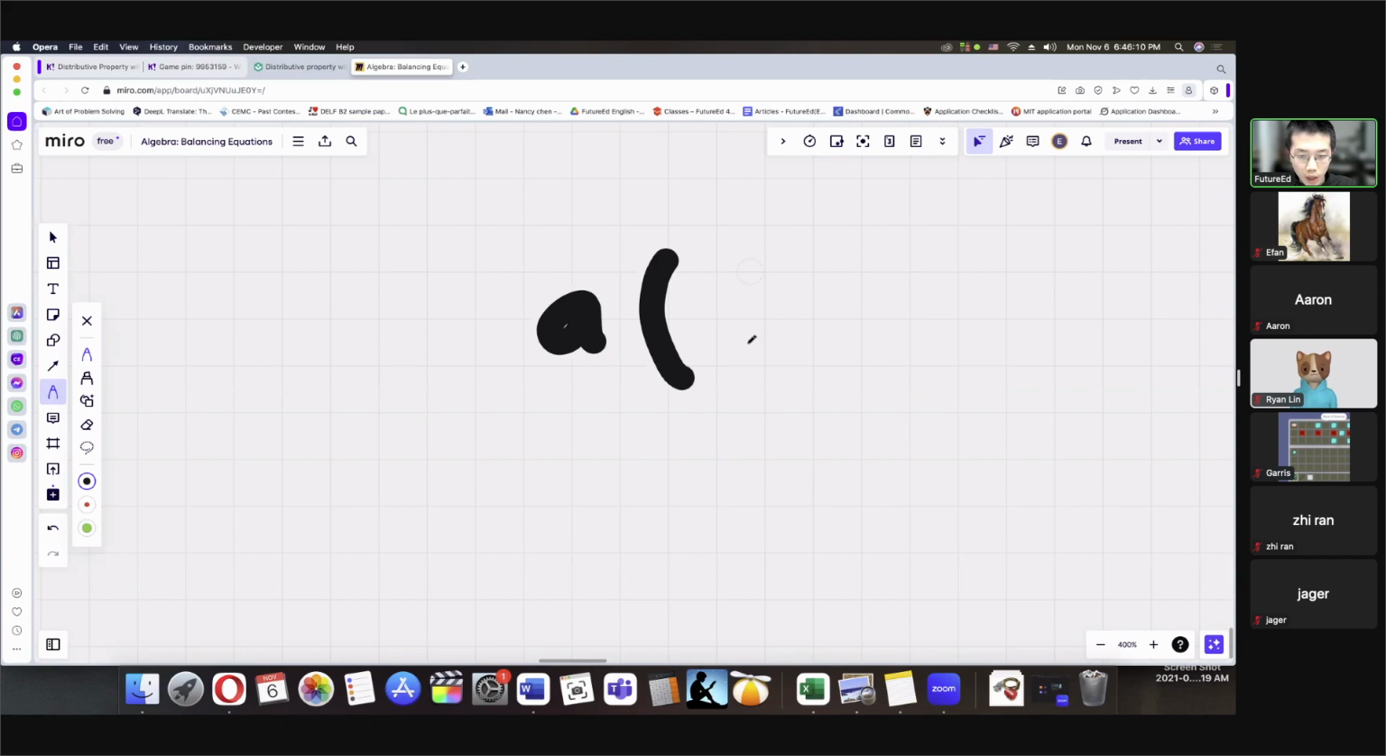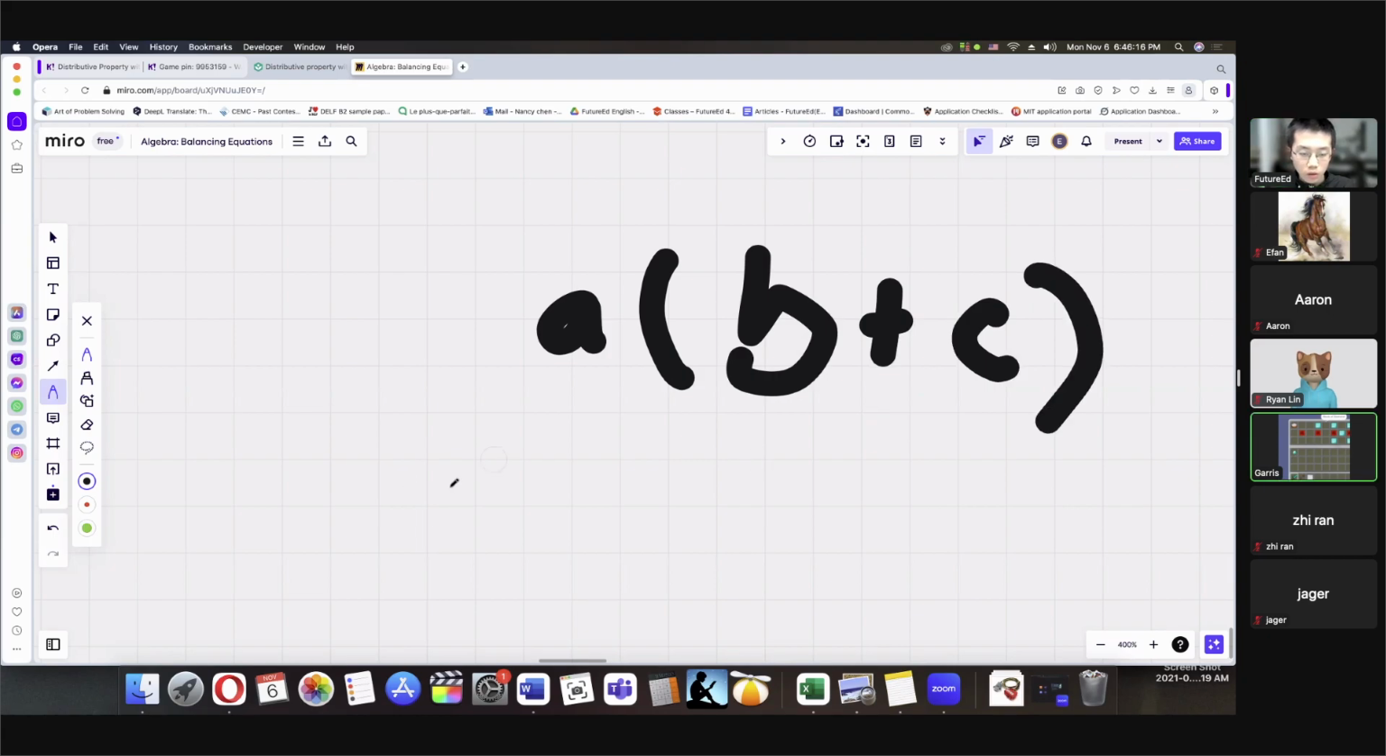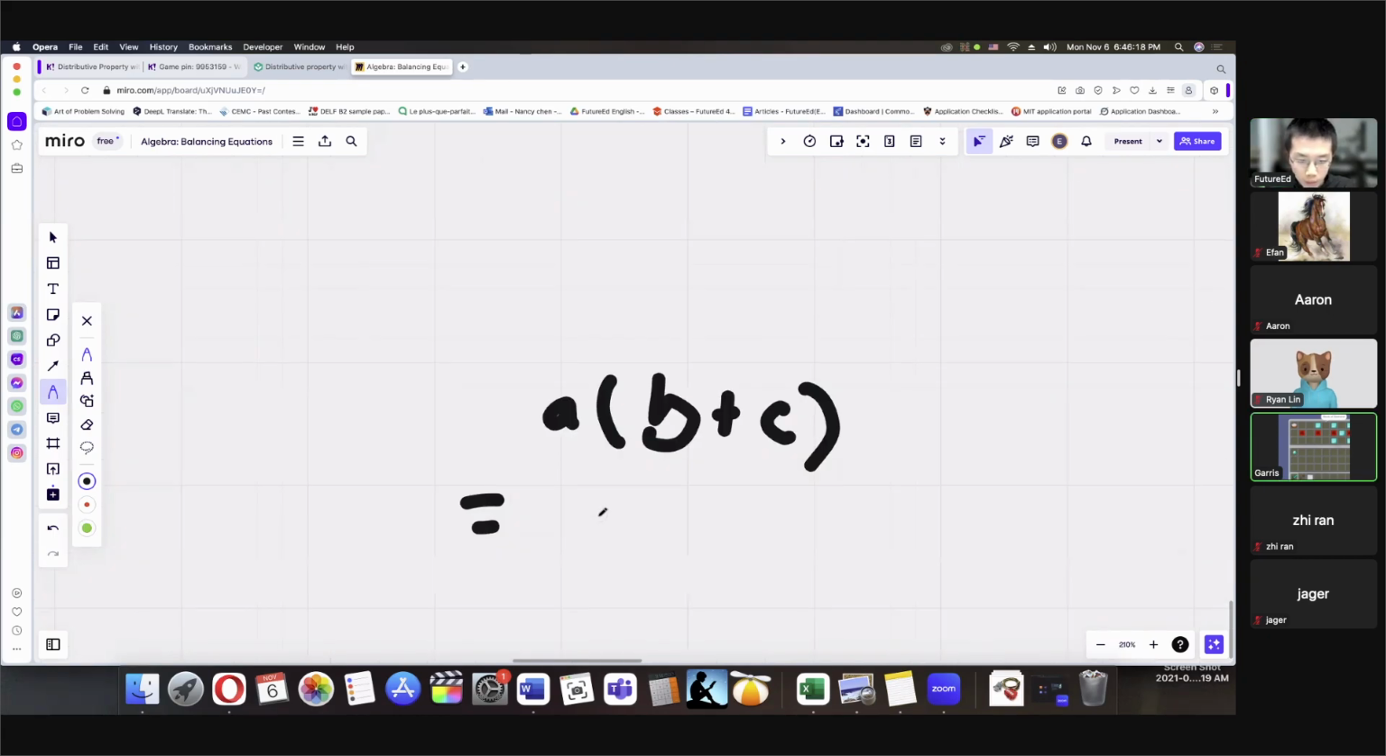Garrus, would you like to tell me how I can expand this, please? To expand it, what did the distributive property tell us? I know you might not remember, but it's actually very important for future math classes.